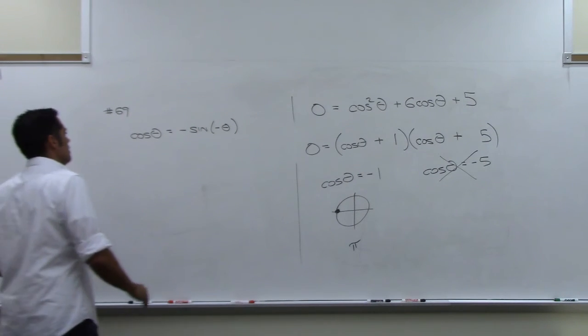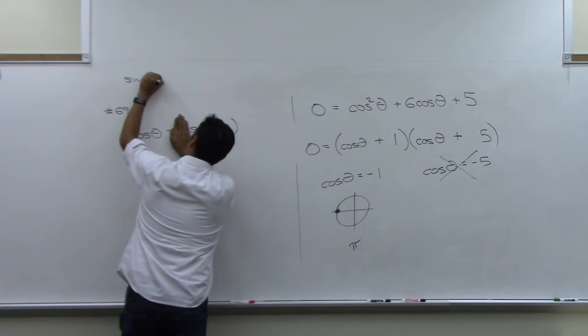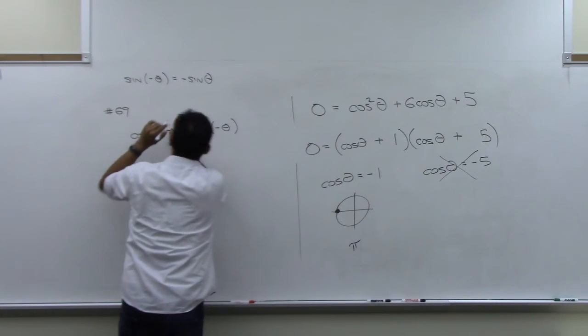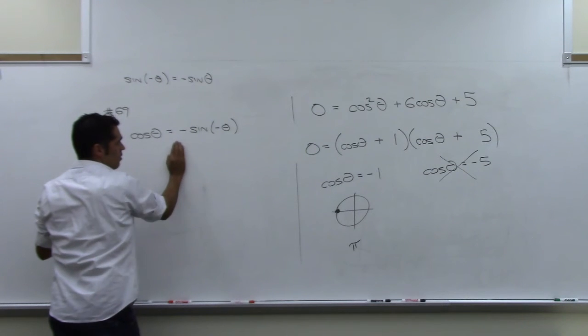All right, so let's start with this. What is sine of negative theta? Sine of negative theta is actually equal to negative sine of theta. That's the even odd property. Sine is an odd function, so this is true. Now don't forget we have a negative out here already.